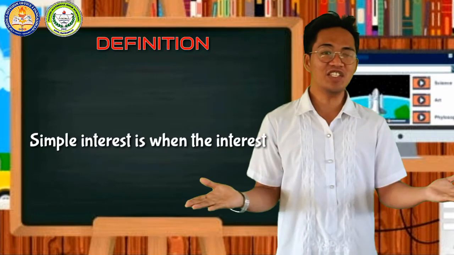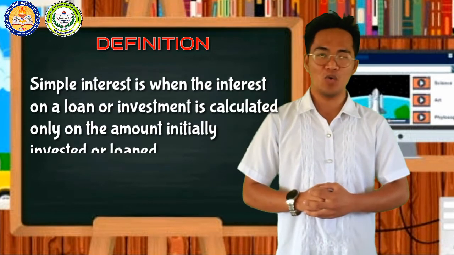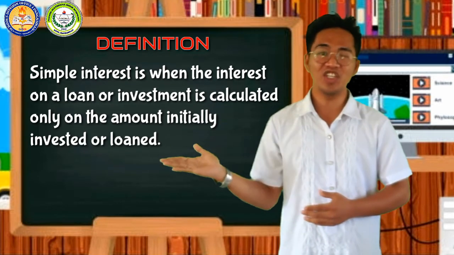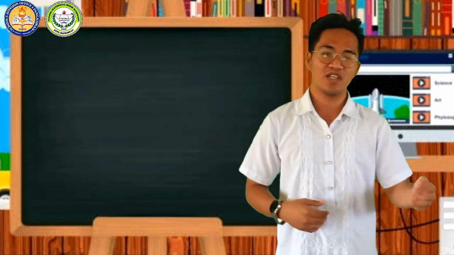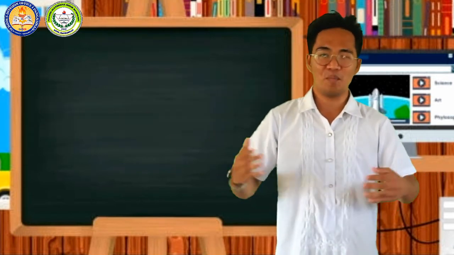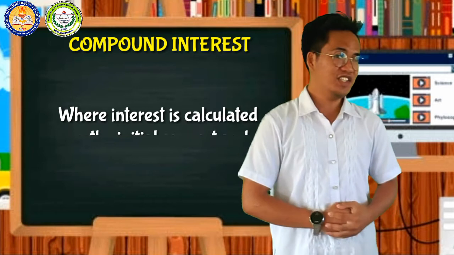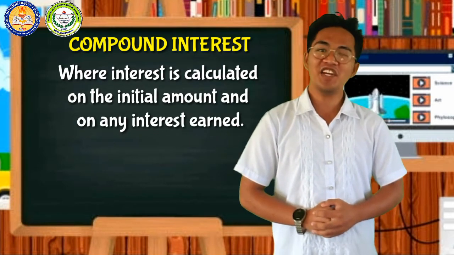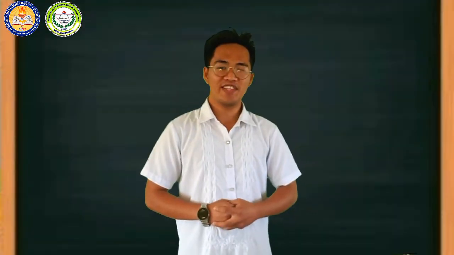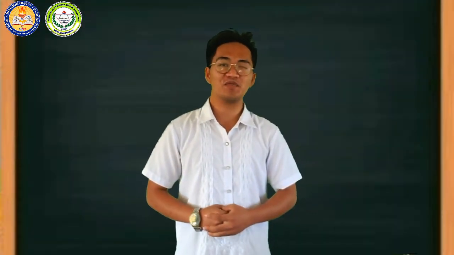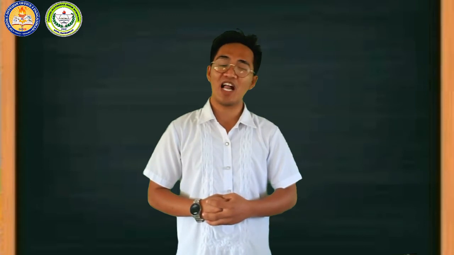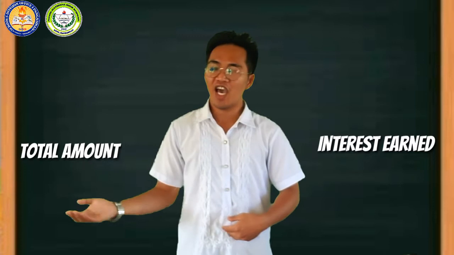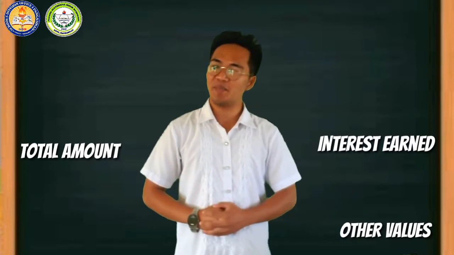So simple interest is when the interest on a loan or investment is calculated only on the amount initially invested or loaned. This is different from compound interest, where interest is calculated on the initial amount and on any interest earned. Note that the simple interest formula can be used to calculate the interest earned, the total amounts, and the other values depending on the problem.